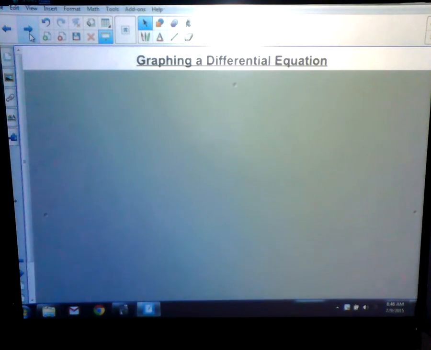How do we graph a differential equation? Well, that's something a little bit different. How do you graph an infinite number of graphs?